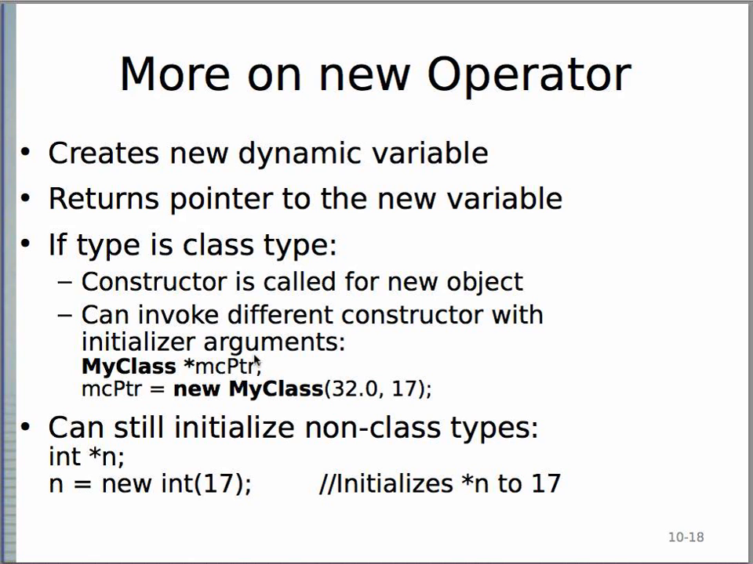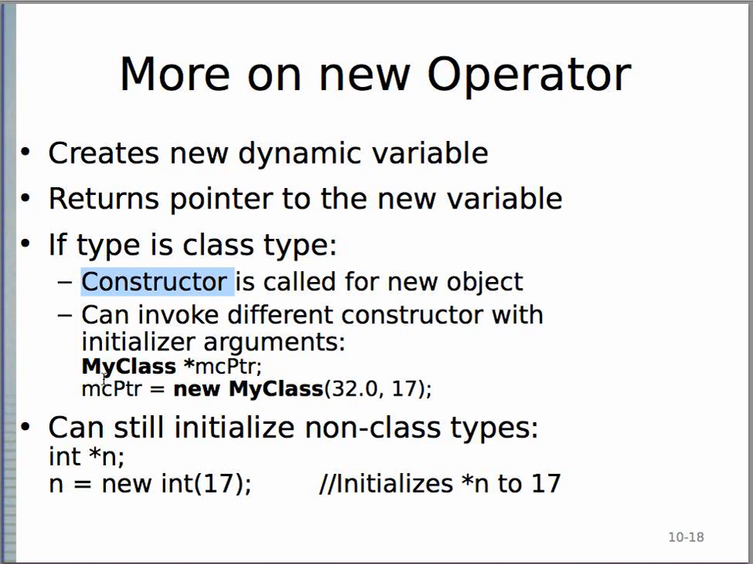Okay, so we also saw this in the last video, how to allocate objects on the heap. So new creates a new dynamic variable on the heap and returns a pointer to that new variable. If the type of thing that you're allocating is a class, then a constructor is called. You have your choice of calling constructors, and this part is basically the same as in Java.